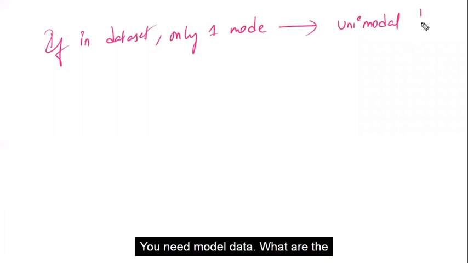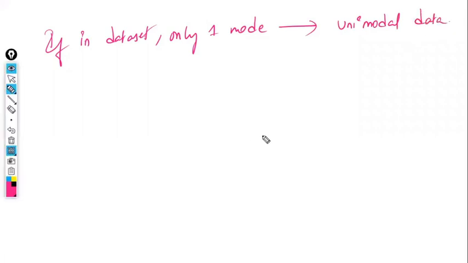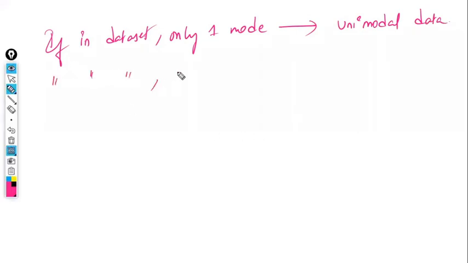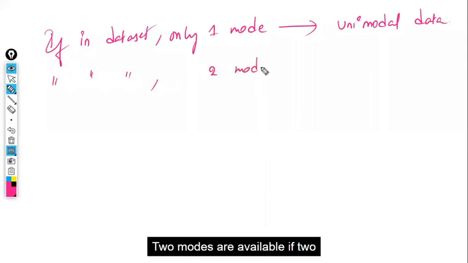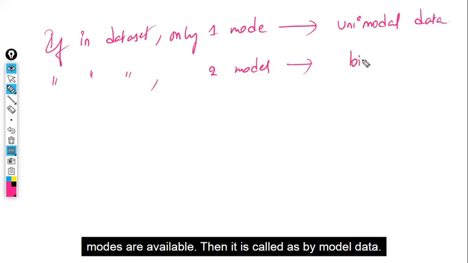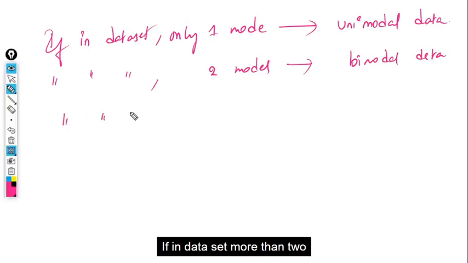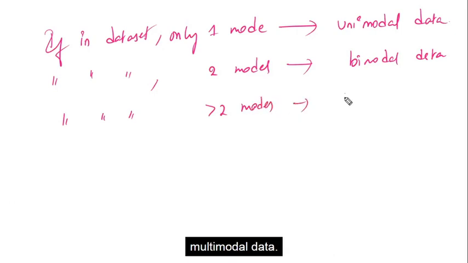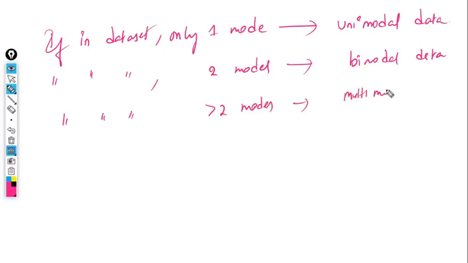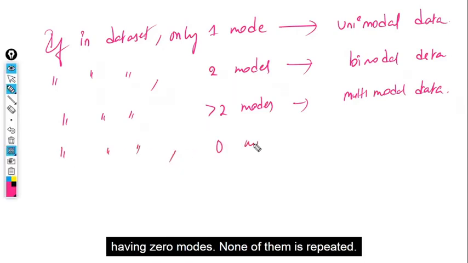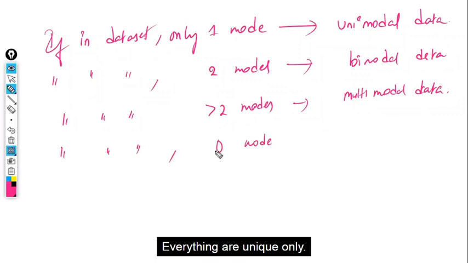Unimodal data. What are the unimodal data? If in your data set two modes are available, then it is called bimodal data. If in a data set more than two modes are there, then it is called multimodal data. If in the data set you are having zero modes, none of them is repeated, everything is unique only.